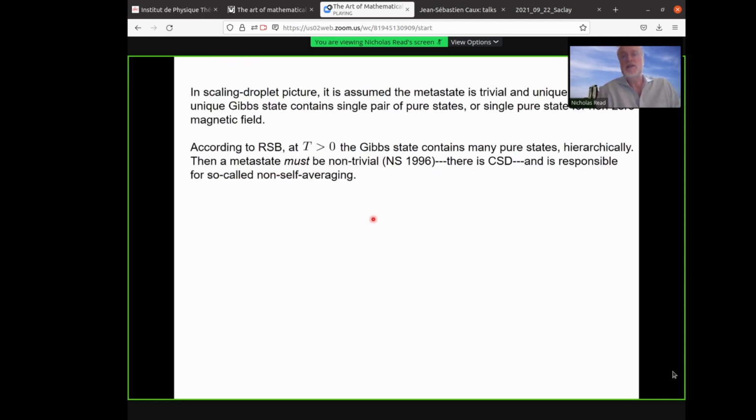Okay. So now in the scaling droplet picture, just to give examples, the metastate is assumed to be trivial and unique. And the unique Gibbs state contains only a single pair of pure states, or one pure state for non-zero magnetic field. In contrast, in replica symmetry breaking, the Gibbs state is non-trivial, and the metastate must, in fact, be non-trivial as well. And this is responsible for some of the features of the Parisi solution. One could have other possibilities where the Gibbs state is non-trivial and the metastate is trivial, and vice versa, but I won't be talking about those in this talk.